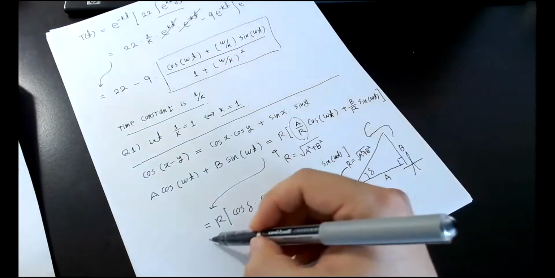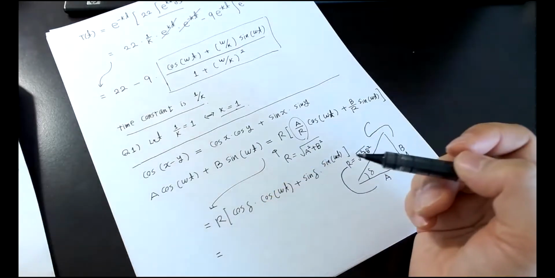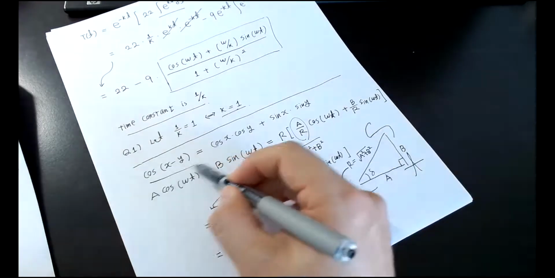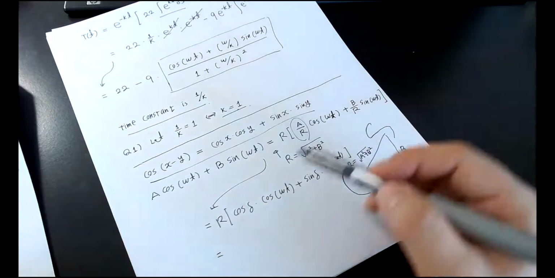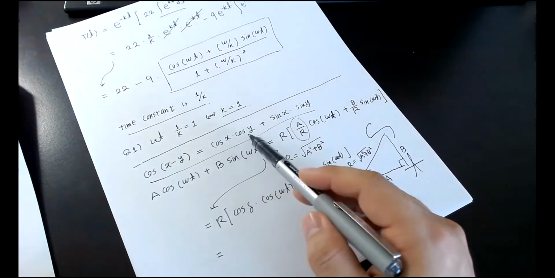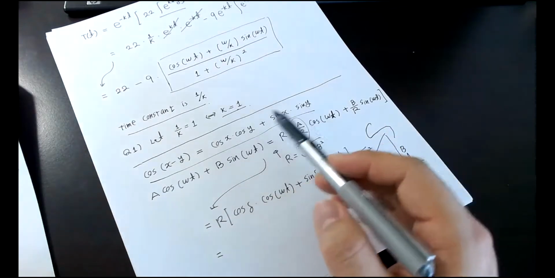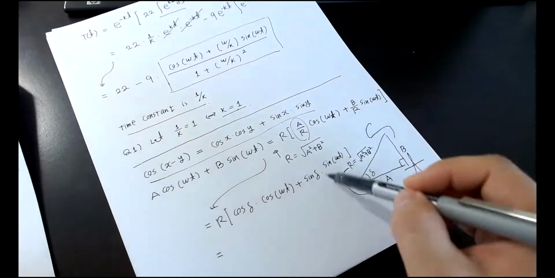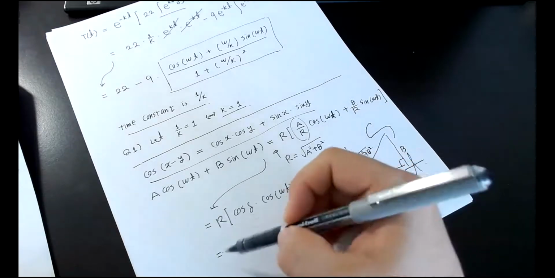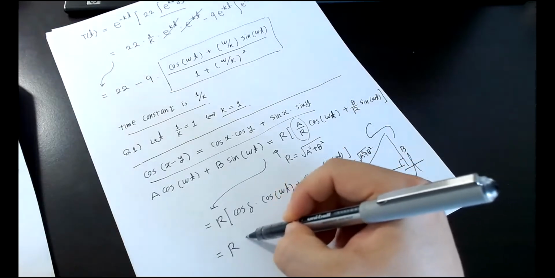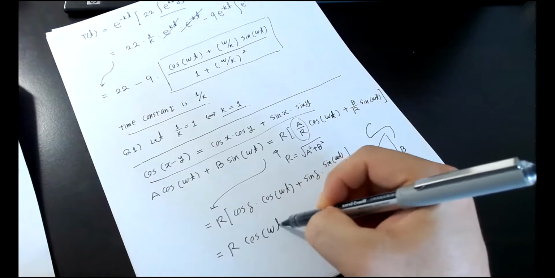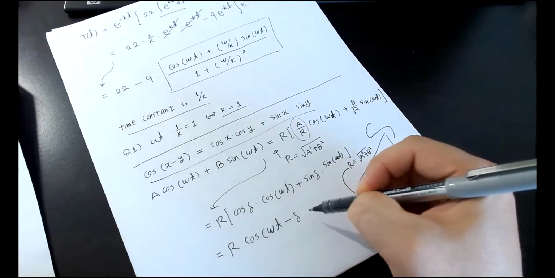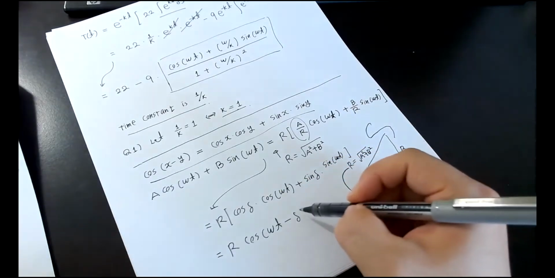Okay, so now I'm going to use that trigonometric identity. Cosine x times cosine y plus sine x times sine y is going to be what? Cosine of x minus y. So applying this here, we're going to get r times cosine of omega t minus delta. Does it make sense, right?